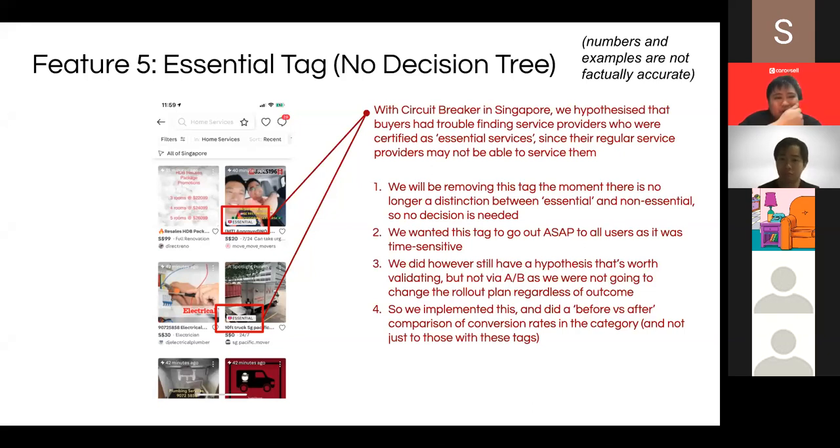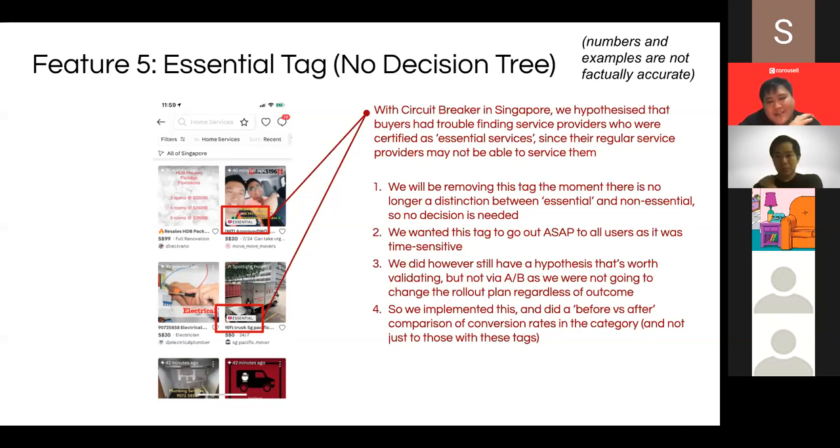And so who can you actually chat with that can come and fix your aircon, right? We didn't do a decision tree for this for a few reasons. First, we will be removing this tag. The moment there's no longer a need for essential and non-essential, this will definitely come out of the site, so there's no decision needed there. The other thing is that we wanted this to go out ASAP. It's very time sensitive. By the time you finish testing, the circuit breaker is over.